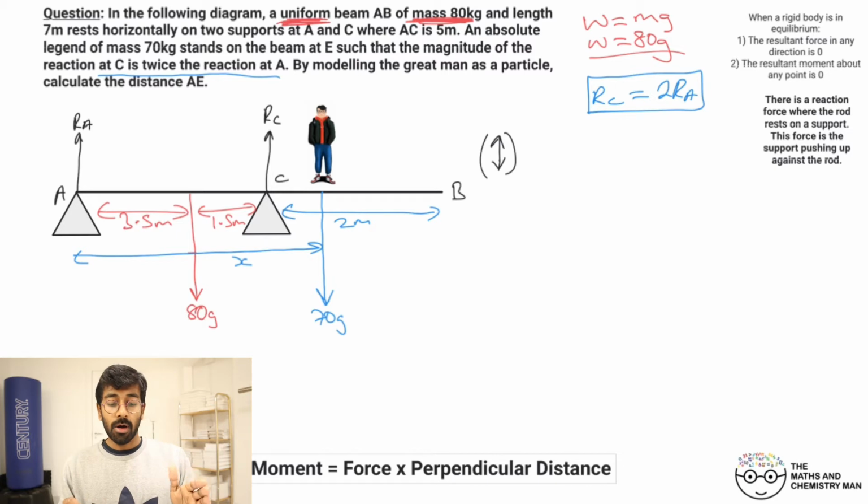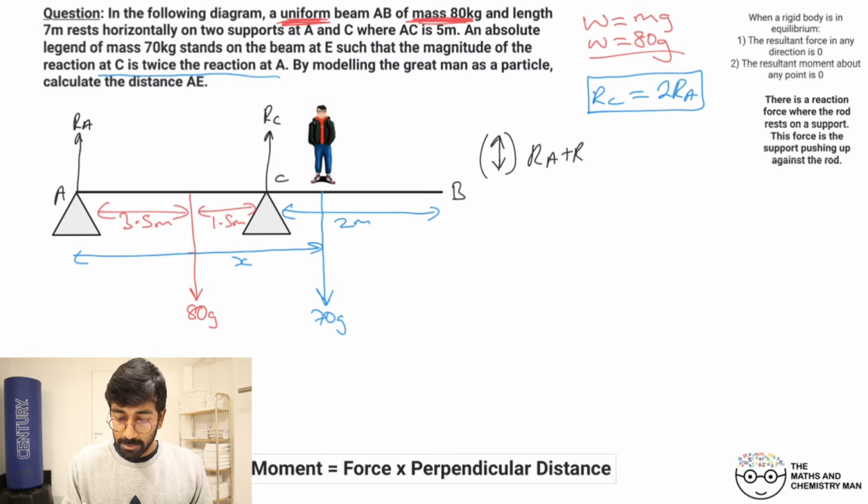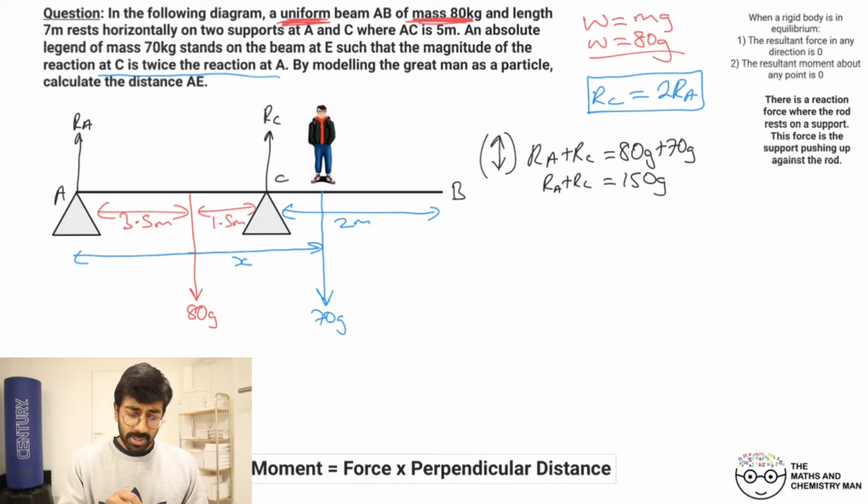And upwards we've got RA and RC, and downwards we've got 80g and 70g. So I'm going to say RA plus RC is equal to 80g plus 70g. And so I can say RA plus RC equals 150g. Now, we were given some information about the reaction forces.